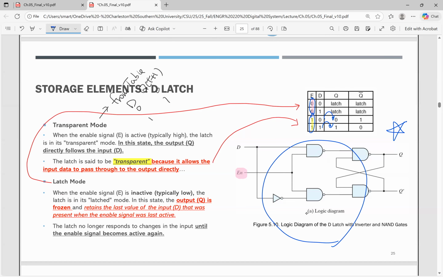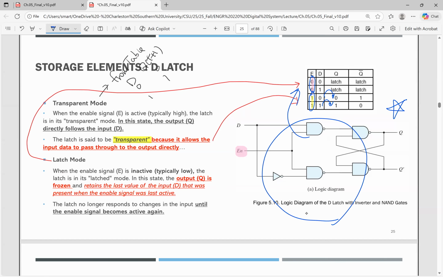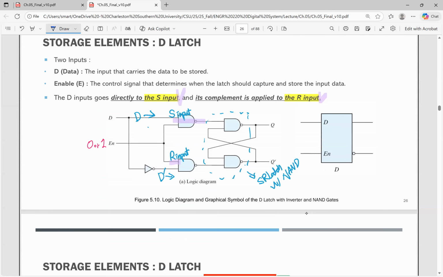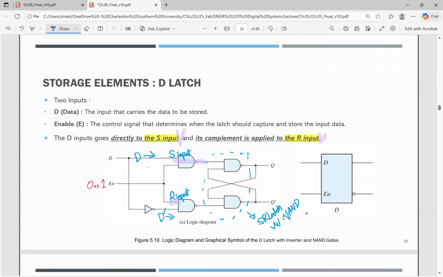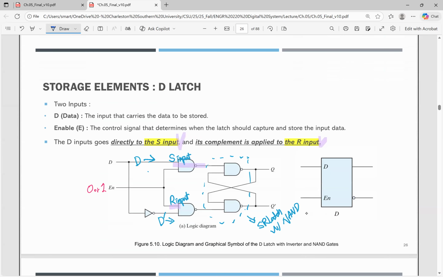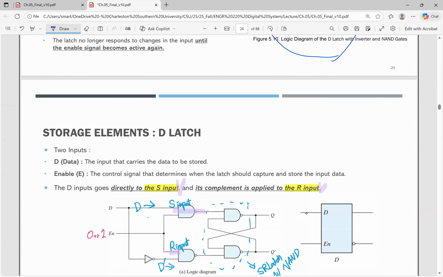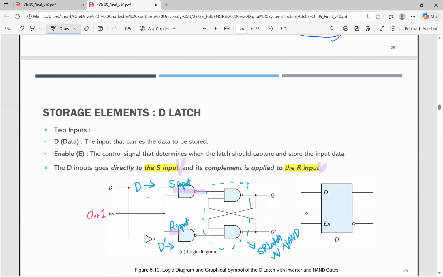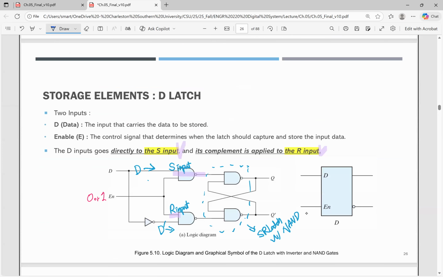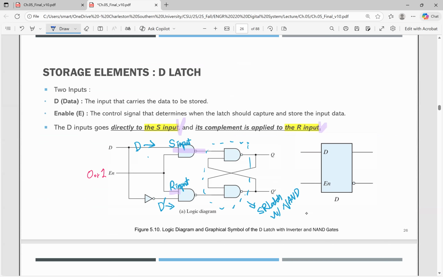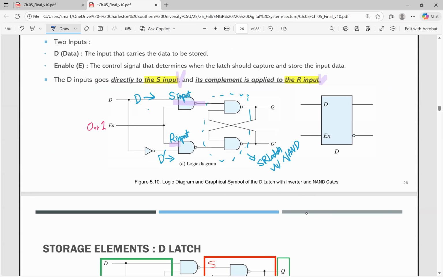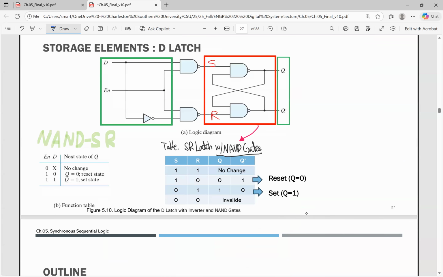The circuit, I gave you the table. All right, so that is for what? This is also a very important storage element, the D latch. Yes, same type. D is the input that carries the data to be stored. E is the enable, the control signal that determines when the latch should capture and store the data. That is what you have to do.